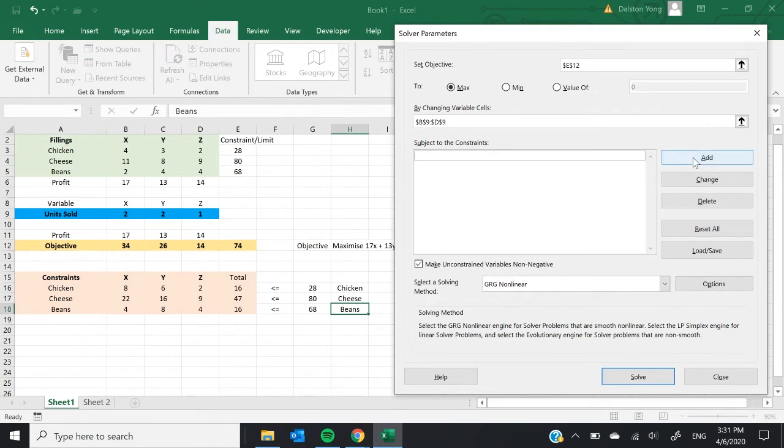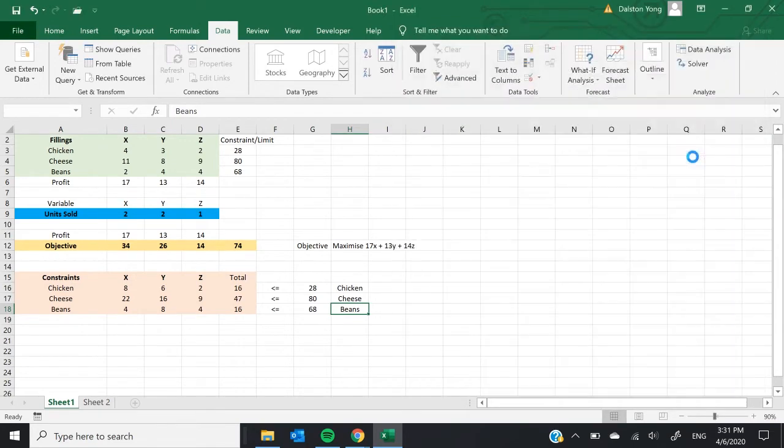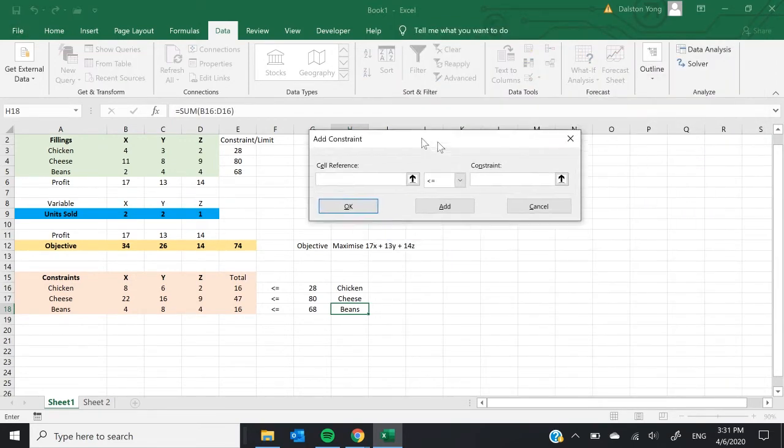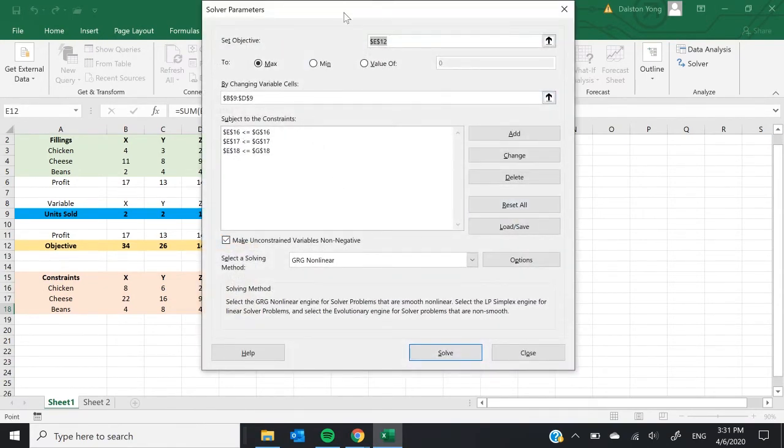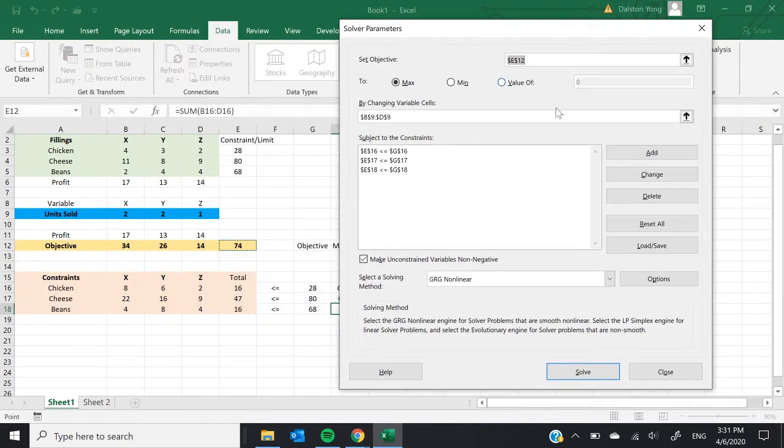So constraints, let us add our constraint. All right, so our constraints are here. Number of chicken must be less than 28. Number of cheese must be less than 80. Number of beans must be less than 68. So there you have it. We have our constraints already.